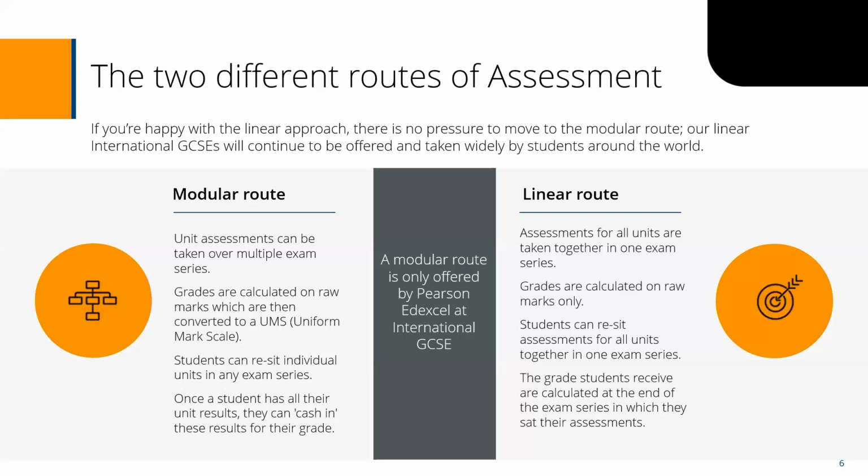As I mentioned yesterday, there are 2 different routes of assessment, the linear course, which has been in place for about 5 years now, and the modular route, which is just being introduced at the moment. If you're happy with the linear approach, there's no pressure to move on to the modular route. The linear GCSEs will continue to be offered and taken widely by students around the world. But in the new modular route, which is being offered by Pearson Edexcel for the first time at International GCSE, unit assessments can be taken over multiple exam series. Grades are calculated on raw marks, which are then converted to a uniform mark scale. Students can resit individual units in any exam series.